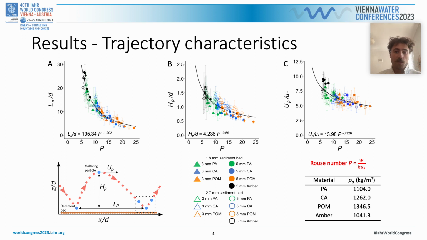And what we find is that the Rouse number could describe both the microplastics and amber equally, no matter what the elasticity of the material was. So no matter whether the particles have more elastic collisions or not, their trajectory characteristics could be well described by the Rouse number.